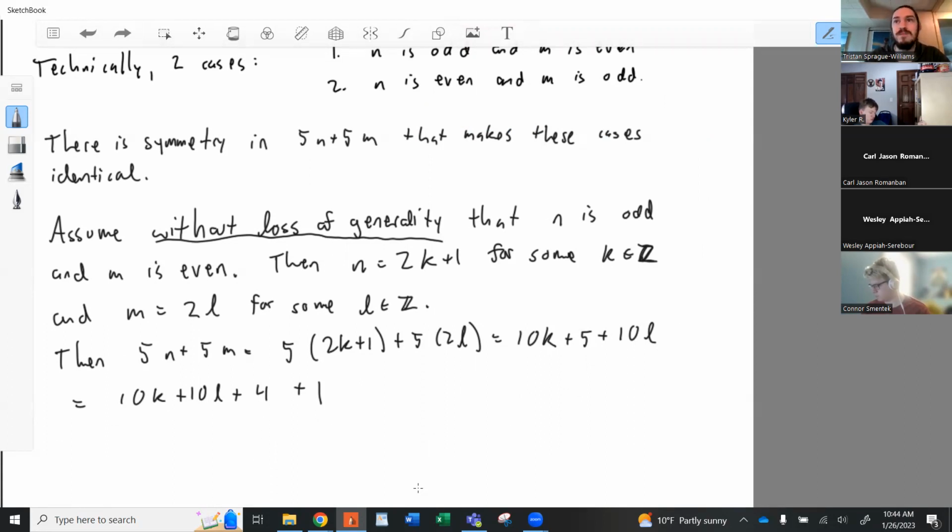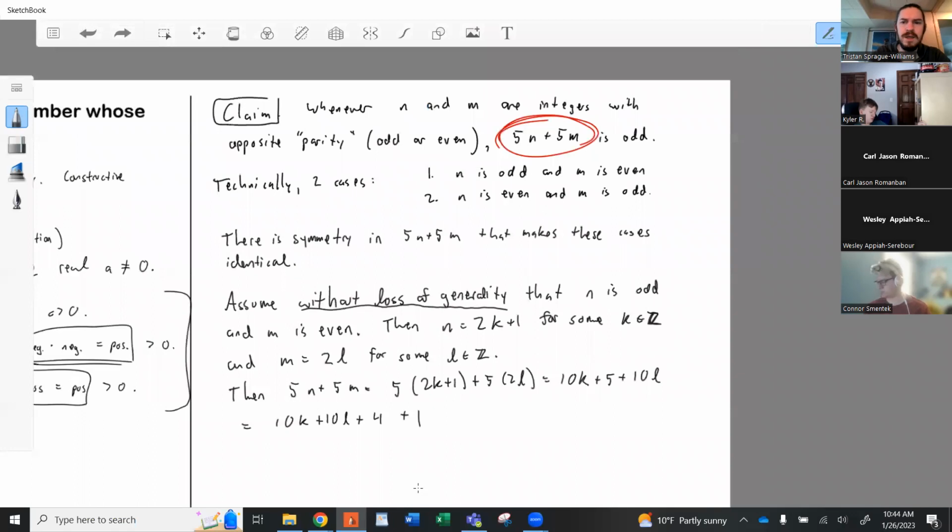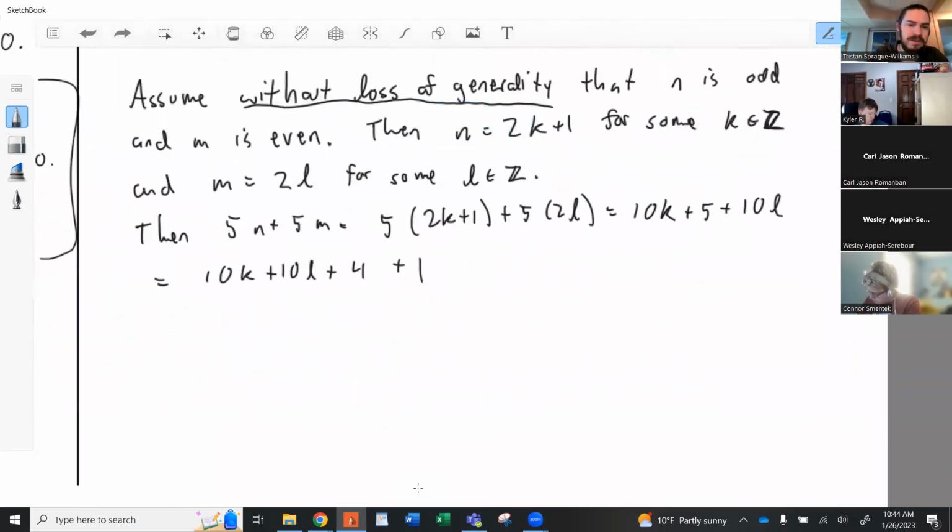All we want to have is a plus 1 at the end, right? Because our goal is to prove that this is odd. That was the claim, right? We want to prove that 5n plus 5m is odd. So I got to get that little plus 1 at the end. And so I just take it off of the 5, which leaves 4. But then that's nice because all of this is even. So I can factor a 2 out of the rest of that there.